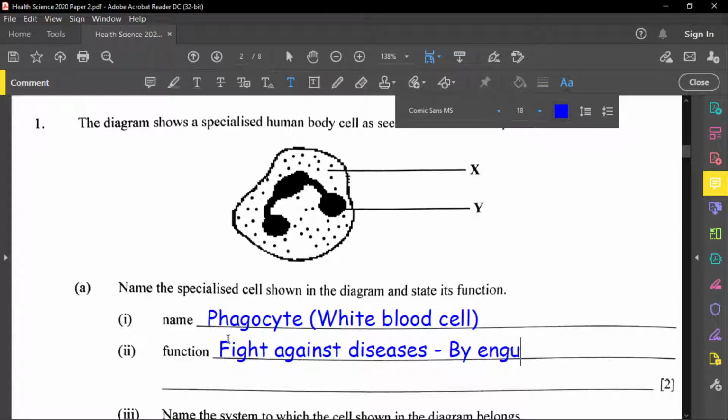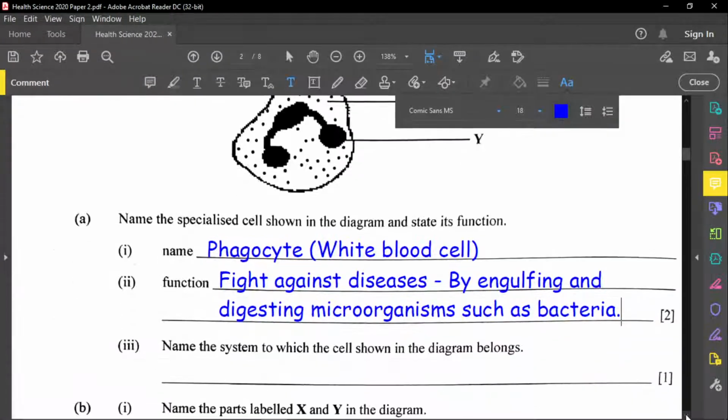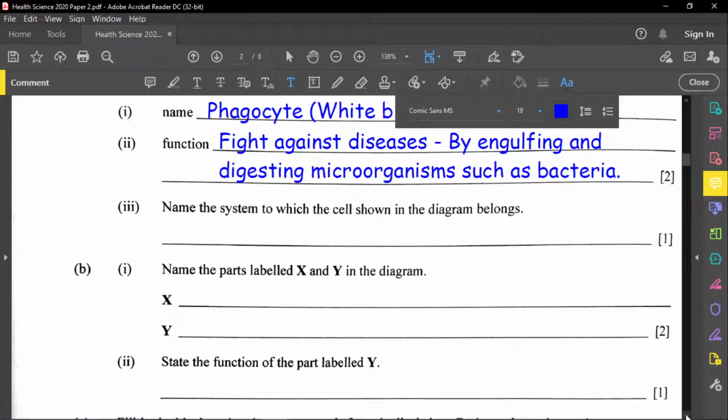It does this by engulfing and digesting microorganisms such as bacteria. So again, it is to fight against diseases or to protect us from diseases, and the way this specific one does this is to engulf and digest microorganisms such as bacteria. For the second part, we name the system to which the cell shown belongs, and this is the immune system.